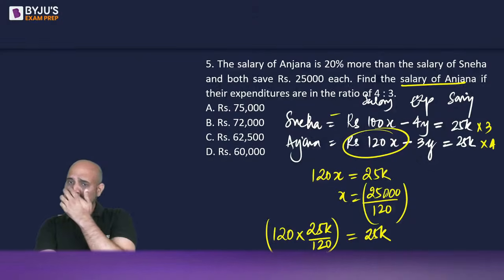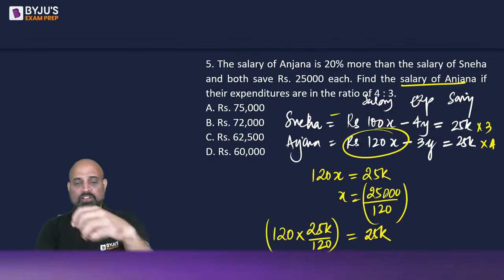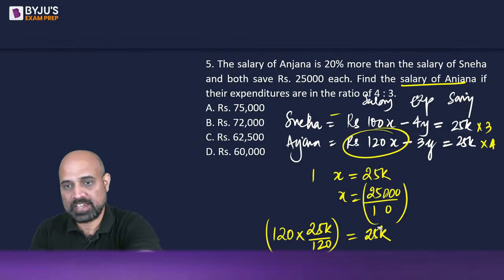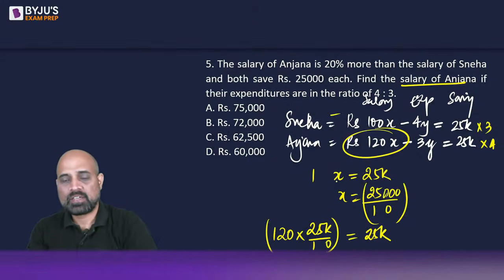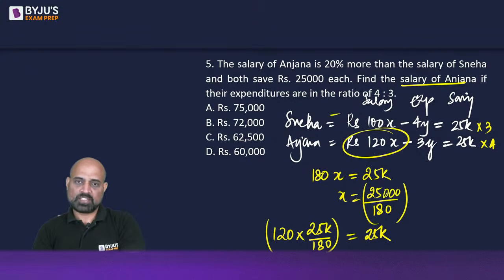How come our salary is 25,000? If that is true, 480. Because of this mistake, this is going to be 480 minus 300. So this is 180x. Right. And this is 4 times 25 minus 3 times 25. Salary is expenditure plus saving. So 4y plus 25.